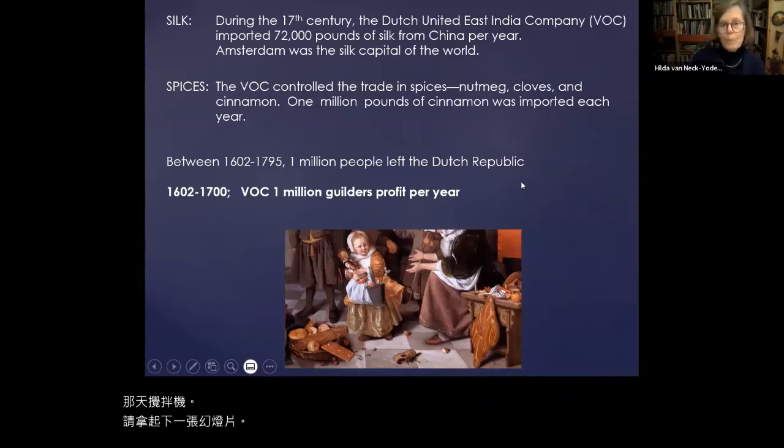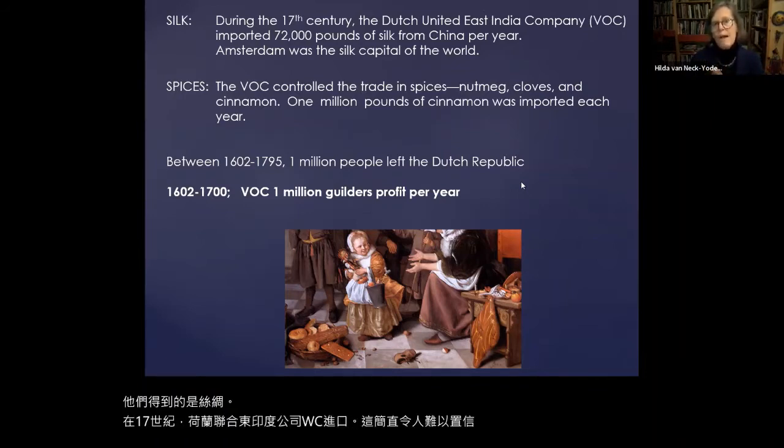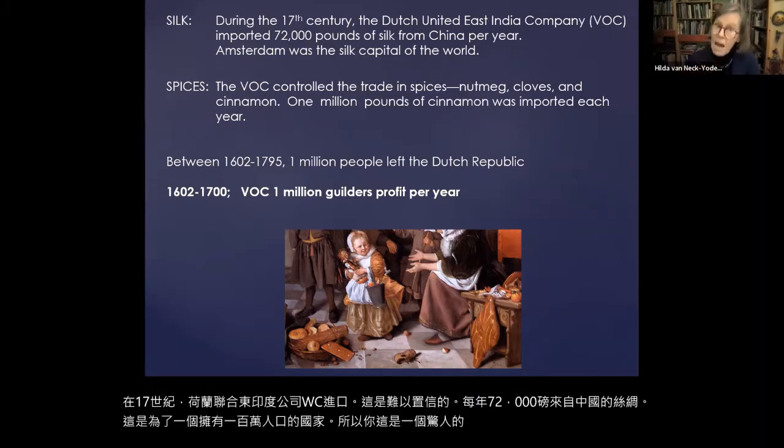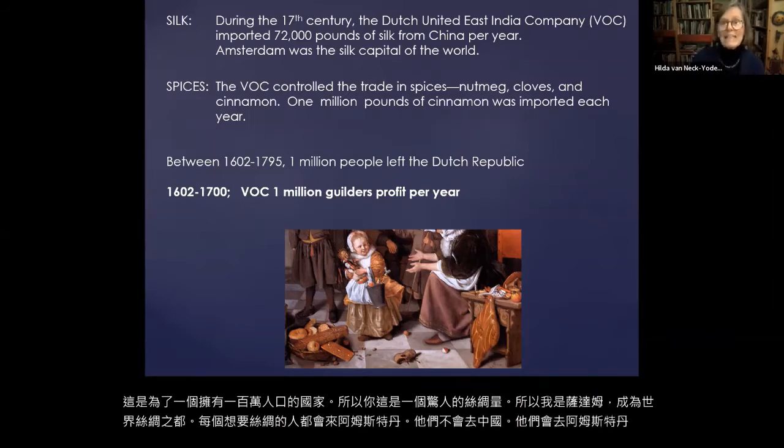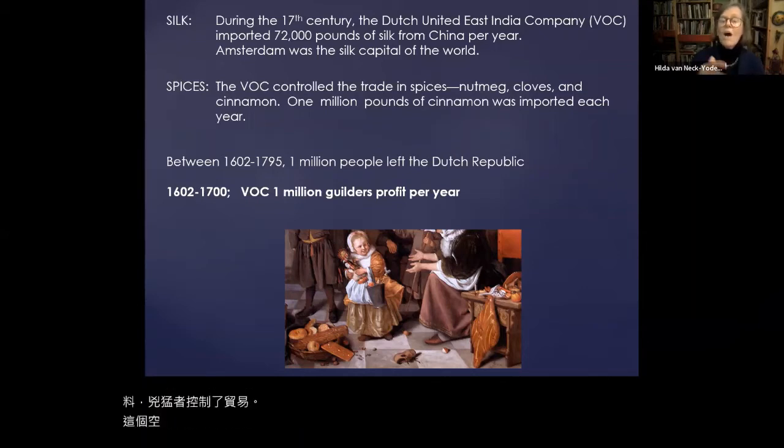Now, what they got was silk. During the 17th century, the Dutch United East India Company, the VOC, imported, this is beyond belief, 72,000 pounds of silk from China per year. Per year. This is for a country that has 1 million people. So this is an amazing amount of silk. So Amsterdam became the silk capital of the world. Everybody that wanted silk would come to Amsterdam. They wouldn't go to China, they would go to Amsterdam. Spices, the VOC controlled the trade in spices, nutmeg, clove, cinnamon.